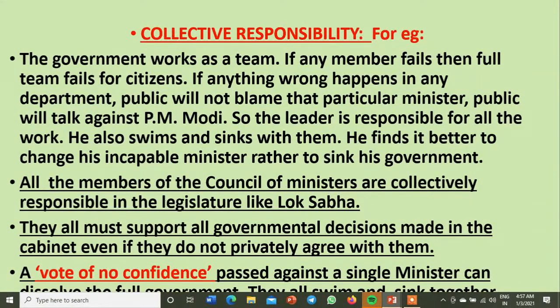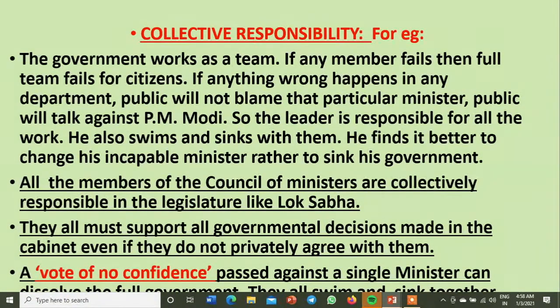He finds it better to change his incapable minister rather than sink his government. It's right because the public is to talk about the government, not about the minister. So the prime minister finds it better to change the minister because he would sink with them. For the mistakes of one minister, he will sink, his government will sink. So, all the members of the Council of Ministers are collectively responsible in the legislature, like the Lok Sabha.